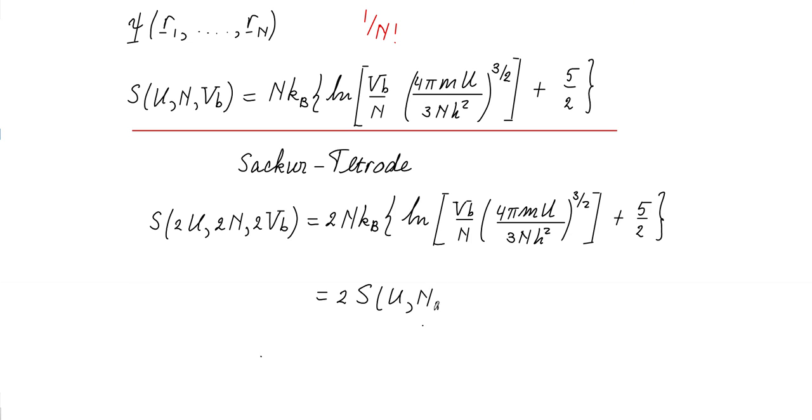N, and V. It's important to note that this factor of n factorial, which has a quantum origin, it's due to the indistinguishability of the particles, is essential to have an S which has this property. So quantum mechanics is necessary here in order to arrive at an expression for the entropy which is extensive, which means that it scales with the system size.